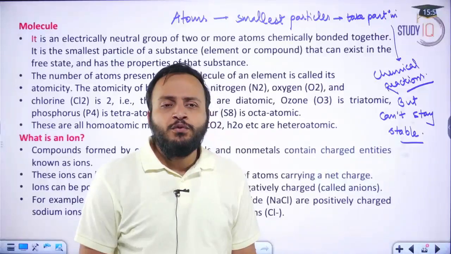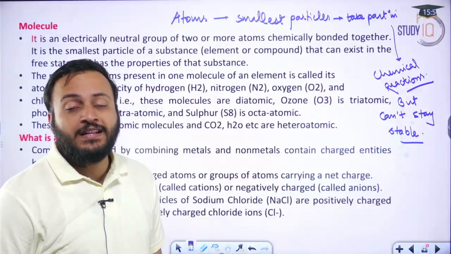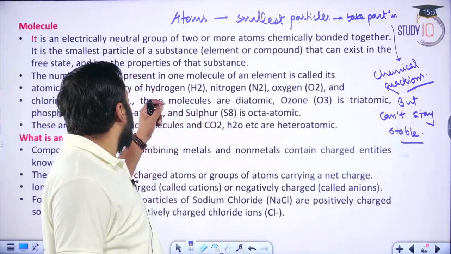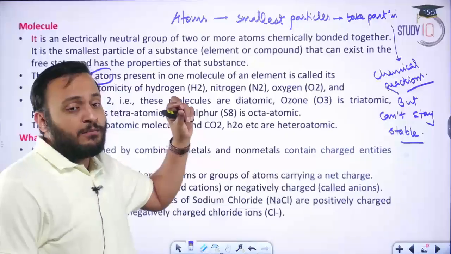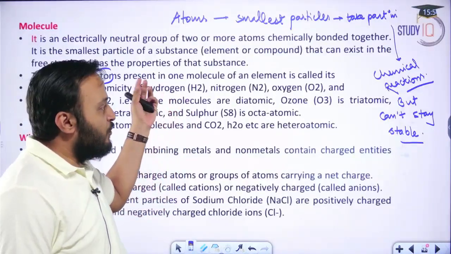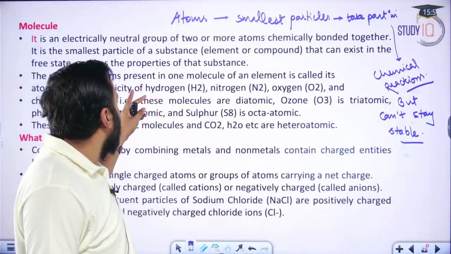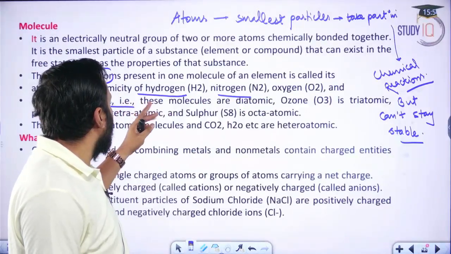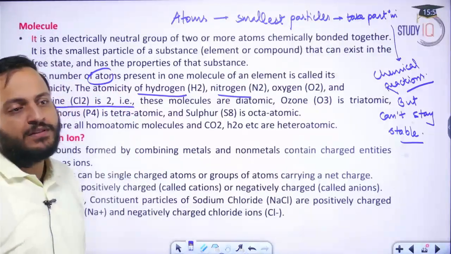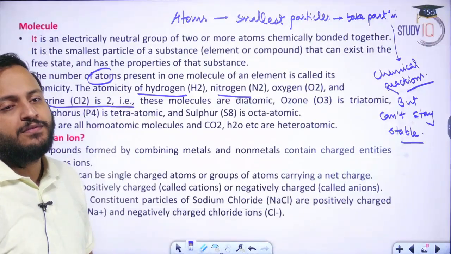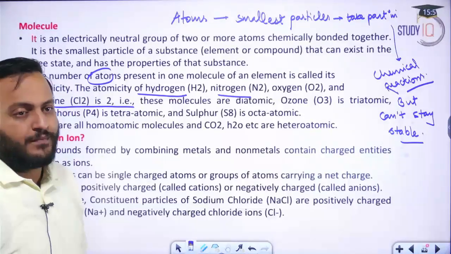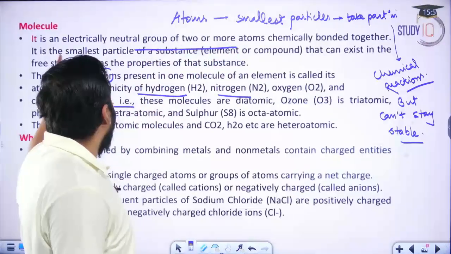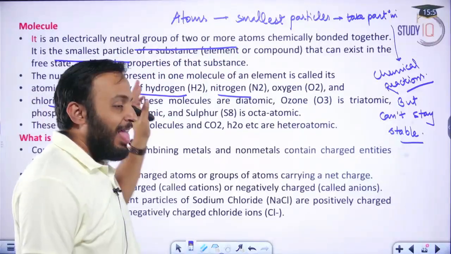There are very, very few such atoms which can stay single, right? But usually the atoms exist in the form of combinations, like two or more atoms, like hydrogen, nitrogen, oxygen, chlorine, etc. They are basically diatomic, meaning two atoms together form a molecule. What is a molecule? Molecule is basically a group of two or more atoms bonded together. Okay, bonded together.